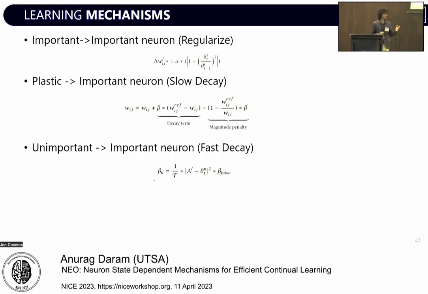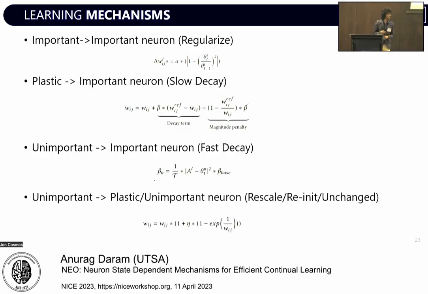And then similarly for unimportant to important, it undergoes a fast decay process. So here the beta value becomes a function of the average layer activity and the synaptic activity trace of my presynaptic neuron, the unimportant neuron. That trace determines how fast I want to decay that to a smaller value. So I could select a minimum value, or else I can decay it to the reference value it had during the state update transition.